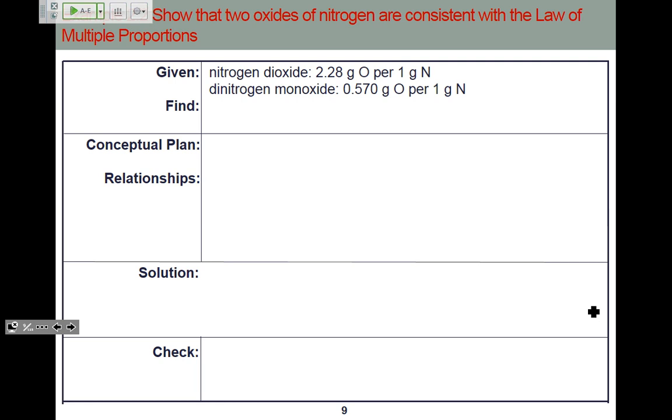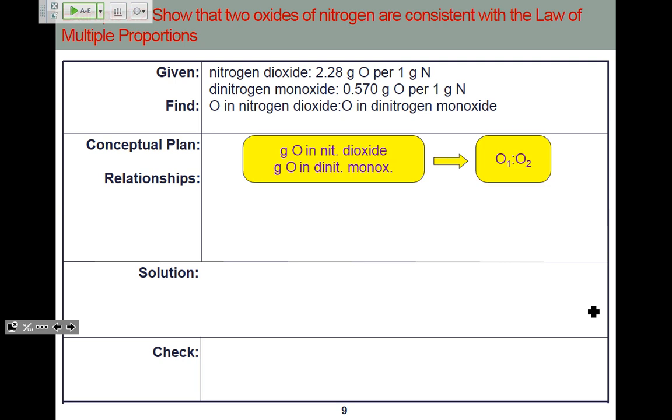Here we're given how many grams of oxygen for every 1 gram of nitrogen. So what we're showing is that we have this proportion. To show that this law is correct, we want to see if comparing these two gives us a small whole number ratio. So all we have to do is take our grams of oxygen in nitrogen dioxide and figure out our ratio to that of our grams of oxygen in dinitrogen monoxide. But the key is our nitrogen has to each be 1 gram. If they're not, we'd have to divide by however much nitrogen we have. But they're both compared to 1 gram, so we're good.